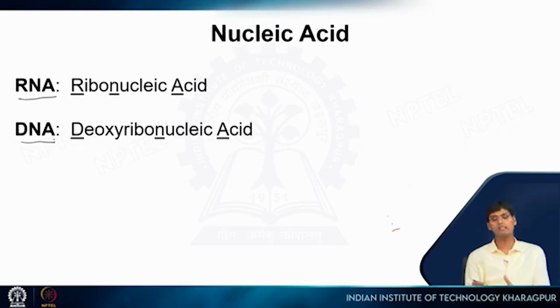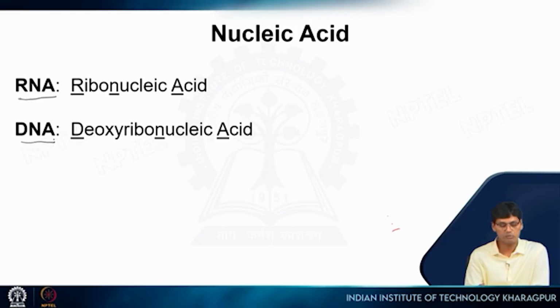Then many other scientists did a lot of experiments, and finally they came to know what is present inside nucleic acid. All of us know that this is made up of nucleotides. But this is the way nucleic acid was first discovered. Then came ribonucleic acid and deoxyribonucleic acid.